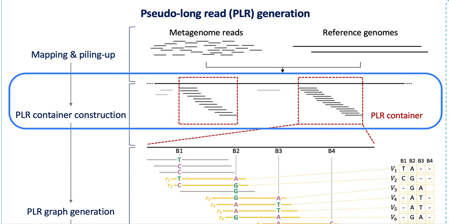In the PLR container construction step, reference genomes are broken at regions without any mapped reads. Each of the resulting sequence fragments is defined as a PLR container, which is a template for generating PLRs. Mapped reads in each PLR container are then used to generate PLR sequences in downstream steps.